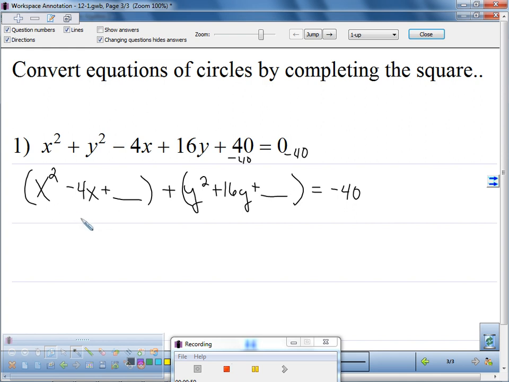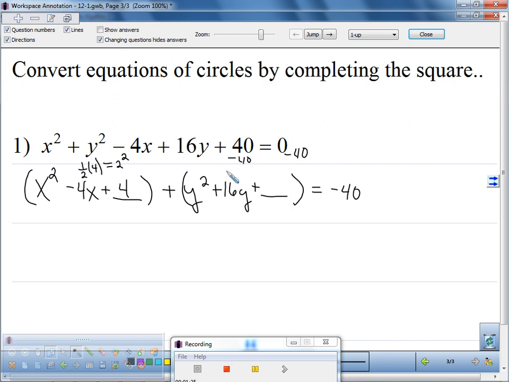To do that, you've done this before, it's probably been a while, so we're going to take half of the middle term. So we're going to half the 4. Half of 4 is 2. Then we're going to square it, so that gives us 4. And there's a reason we're doing this, I'll show you why in a second. Again, to complete the square, we take half the middle term and then square it, and that gives us the 4.